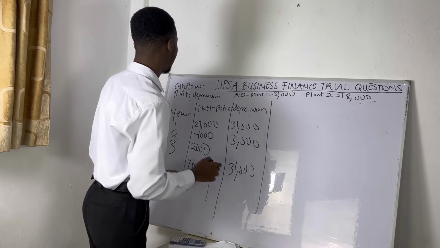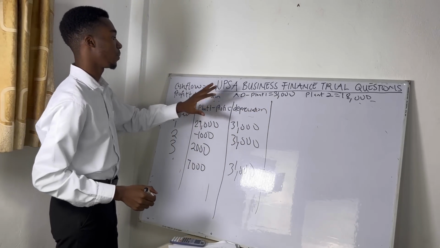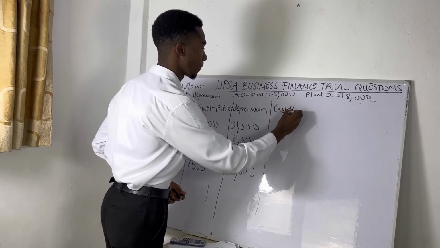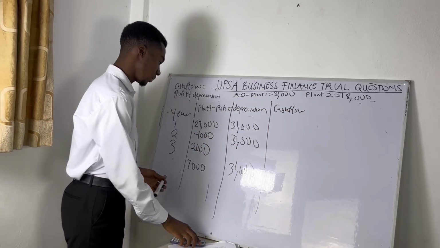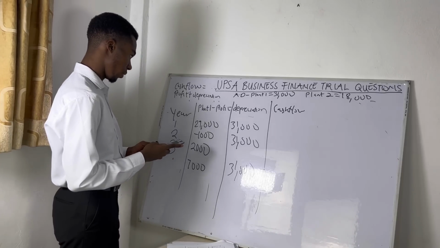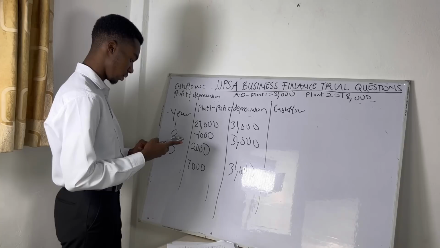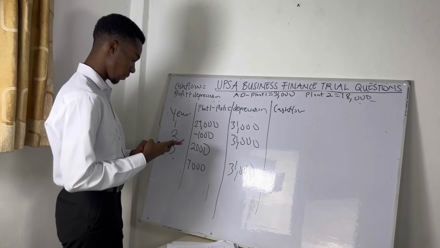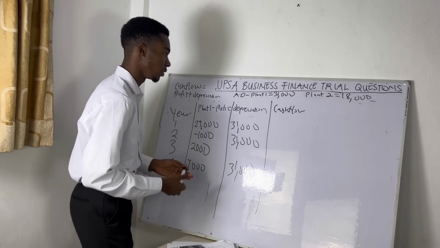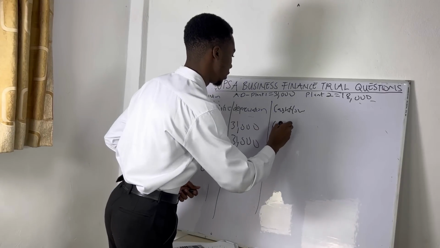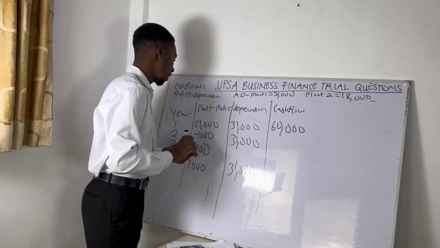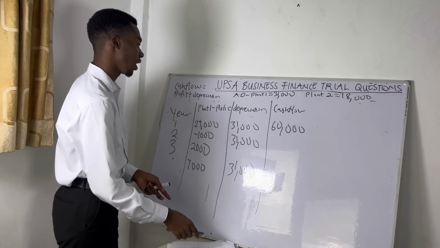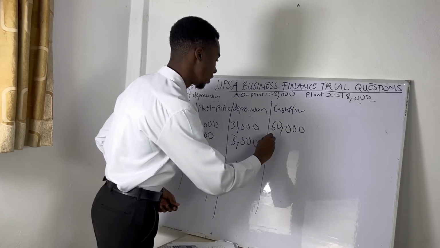Like I said, to get the cash flow, it's going to be the profit plus the depreciation. So let's calculate it for all the years. For year 1, the profit is 29,000 plus 31,000, so our cash flow is 60,000. Then year 2, we had a loss, so we subtract this from this. When you take 1,000 from 31,000, you straight away get 30,000.